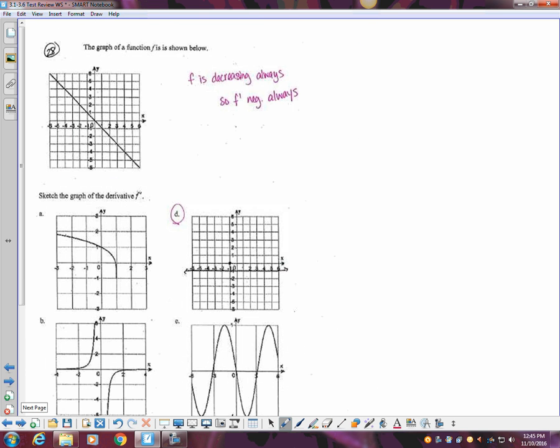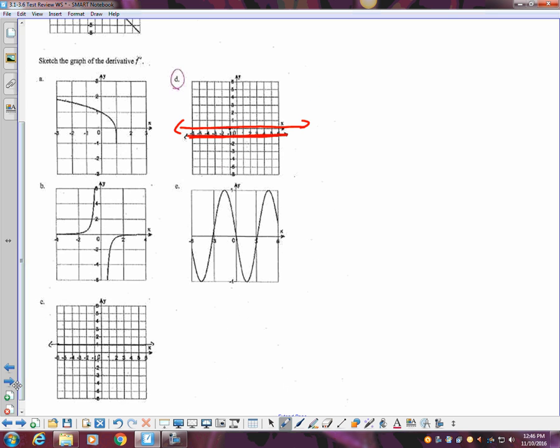28. The graph is shown below. F is decreasing always. The whole function is decreasing. So f prime needs to live below sea level. It needs to be negative. And D is kind of hard to tell. This is your axis, your x-axis, and this is the graph. So it is below sea level. So it needs to be negative always, and it's the only one that's negative the whole time.